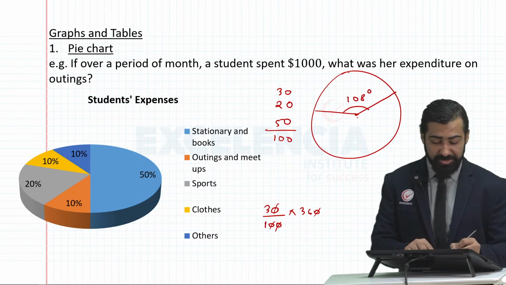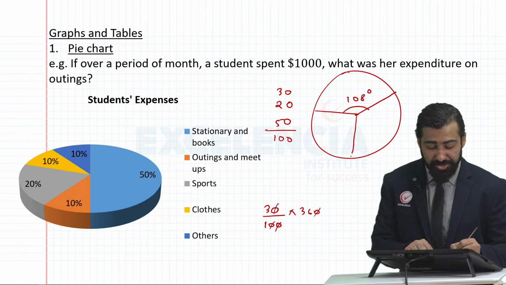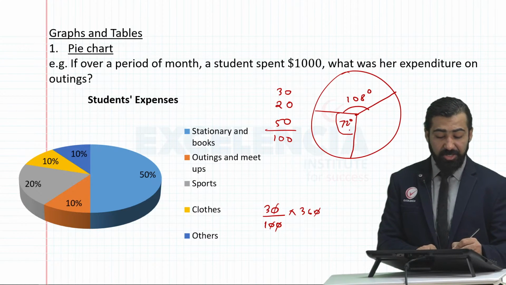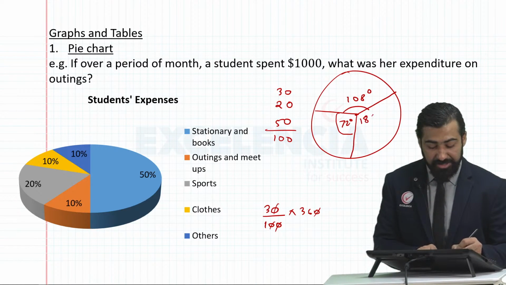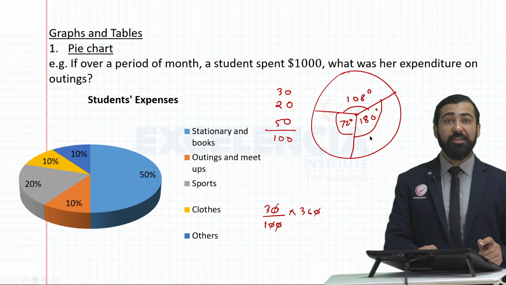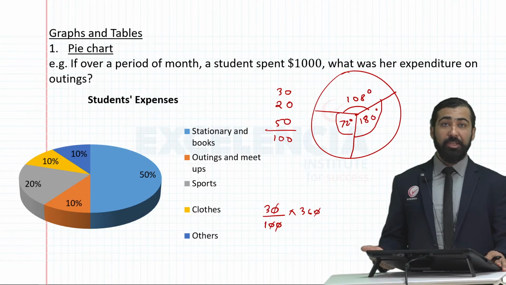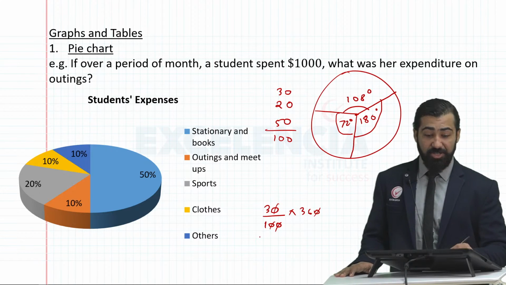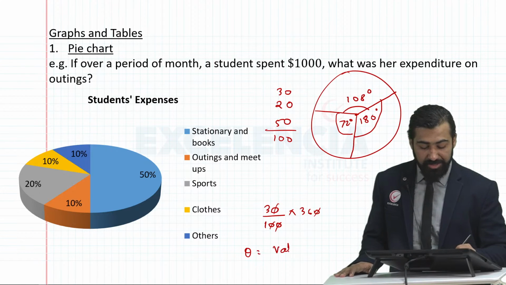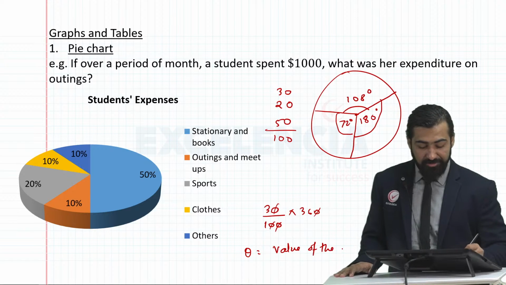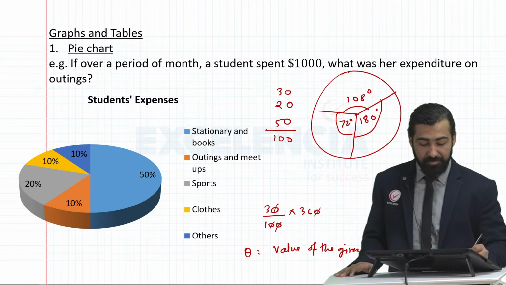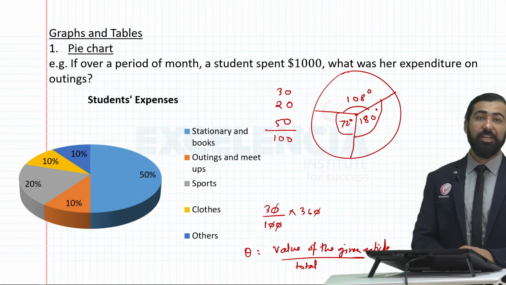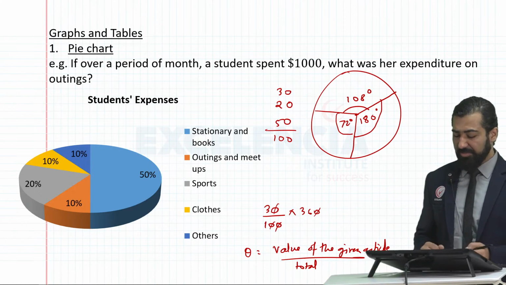Similarly, I'll mark for 20. 20 will come out to be 72 degrees. And lastly, whatever is left, so 180 is left, which will come here. That's how you draw your pie diagram. One thing to note: to mark the angle, theta is equal to the value of the given article divided by the total of all the articles, times 360. Times 360 gives us the value of theta, and that's how we mark on a pie diagram.